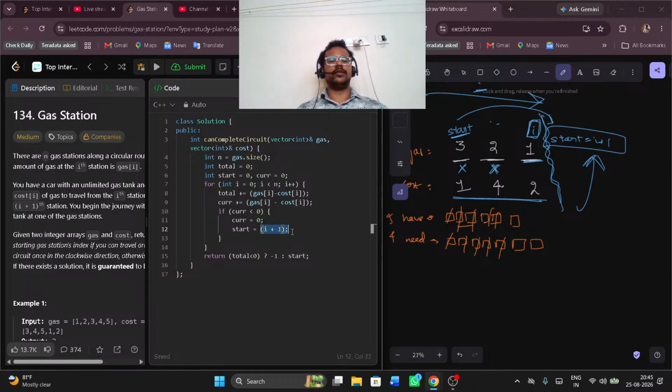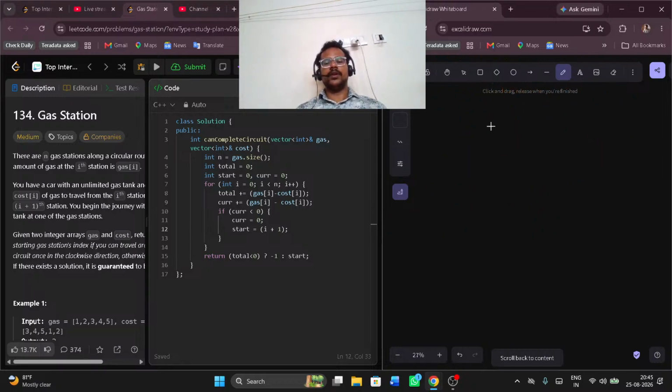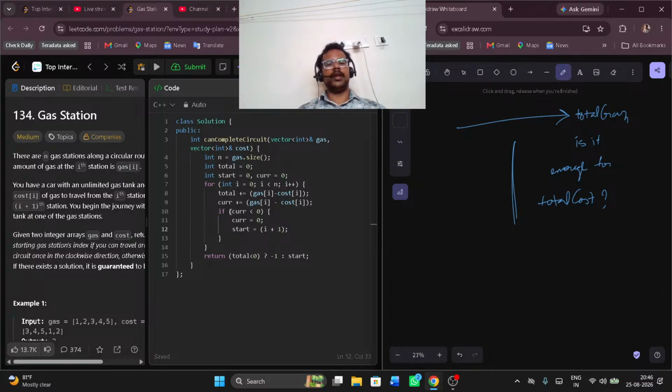So if you see, you can simply get it here. Right? You'll start at some index like I plus 1. But the problem is, is the total gas enough for the total cost? That's the question we'll have with total, right? So that's why we are having total as gas of I minus cost of I. We can easily have total gas and total cost.